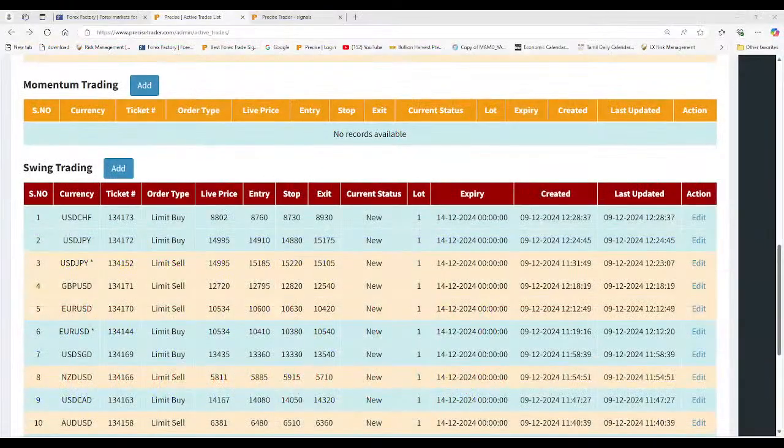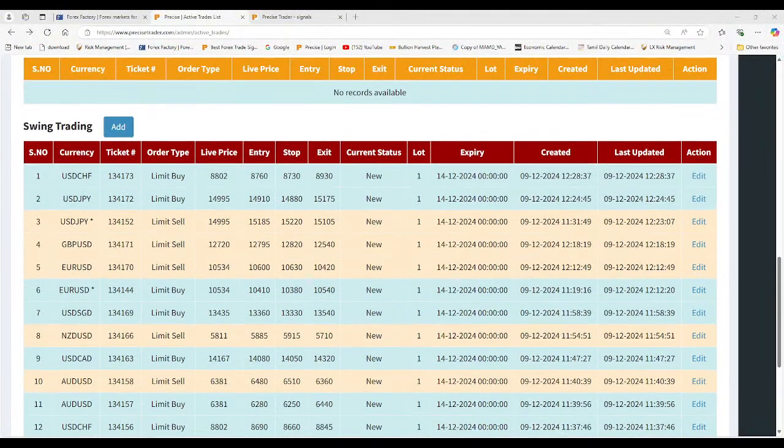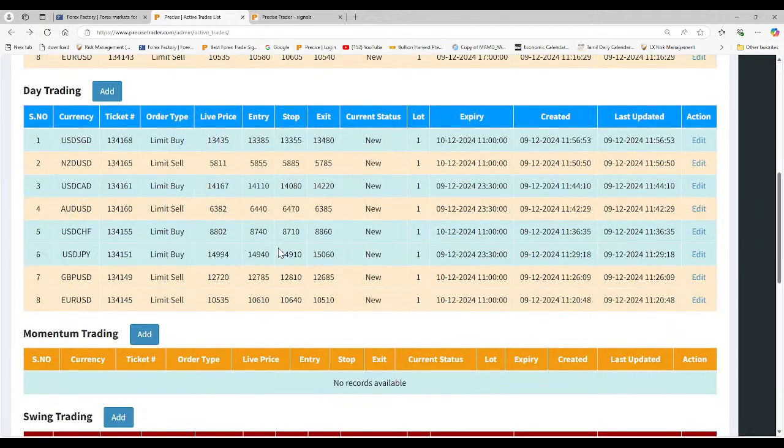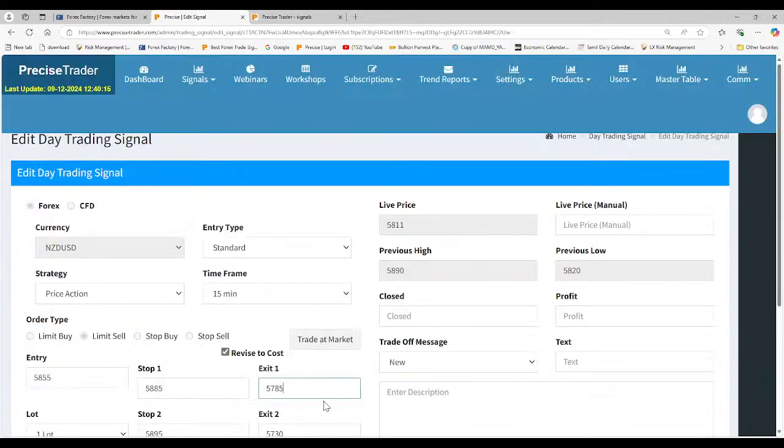So let's see what would be your entry. We are trying to sell at 58.85 and target 57.10. This is accepted, and we're trying to sell at 58.55 and 57.85. This 85, I think we can lower it to 60, because the price can go even lower.